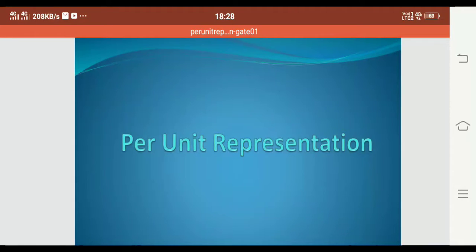Hello everyone. In today's class we are going to study per unit representation. Per unit representation is going to play a major role in determining the impedance, admittance, reactance, every factor in terms of a base value and also in terms of an actual value. The main definition for per unit values is given as a ratio of actual value to the base value, or else actual value to the reference value.